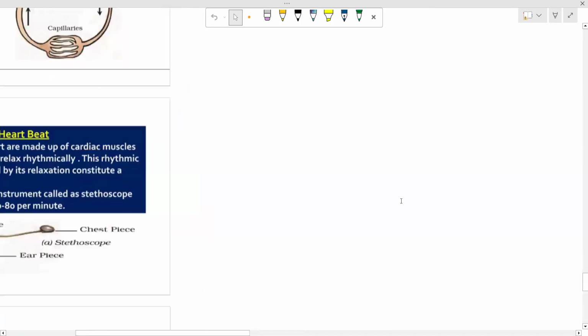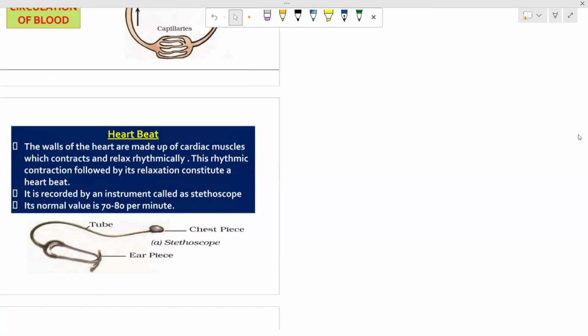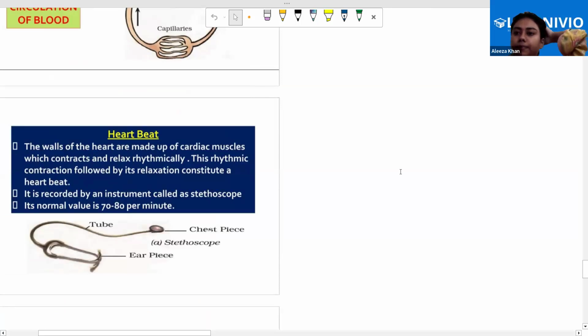Ma'am, is there any difference between the bicuspid and the tricuspid valve? The difference is, dear, one is between the left atrium and left ventricle, and one is between the right atrium and right ventricle. They have the same function, everything is the same, except for the positions. The function is the same, but only their location is different. Okay, ma'am.